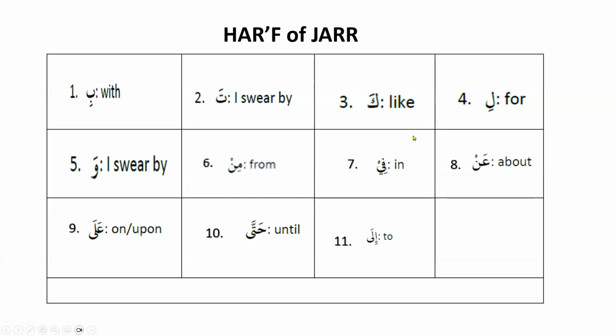Then we talked about the second fragment, which is harf of jar. And for harf of jar, we learned about 11 of them. We know the meaning of each of them. The most tricky one, I would say, is the li or la, because there's only one single letter. Sometimes we miss it, okay?